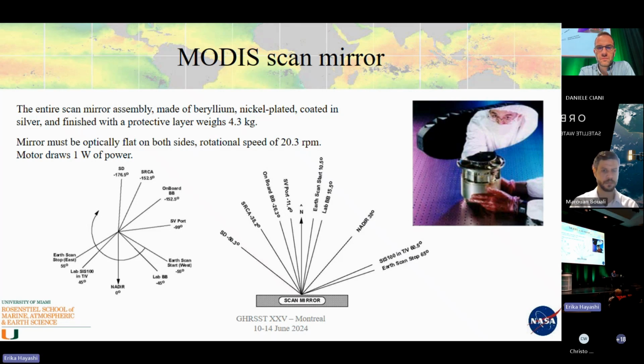The problem, or one of the problems, is that when you look at space and the black body, you're not looking at angles that include the Earth view. If there's any angular dependence on the properties of the mirror, that is an issue. And it turned out, because of this multi-layer coating, that this was the case. This is just the same information, but considering a 360-degree rotation. So this Earth scan begins here, goes through nadir, and stops there. The onboard black body is here, and the space view is there.